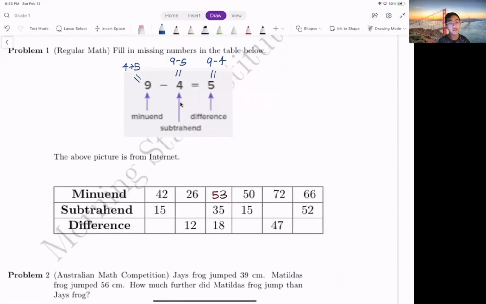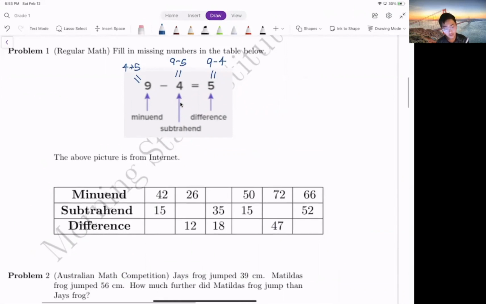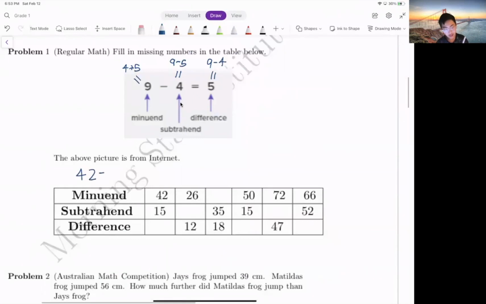We are given for the first pair, the minuend 42 and the subtrahend 15. And what we get is just 42 minus 15, and that is equal to 27. So therefore, the difference is just 27. And next we have the minuend, which is 26, and the difference, which is 12. And as we stated above, the subtrahend is just the minuend minus the difference. So therefore, it's just 26 minus 12, and that gives us 14.